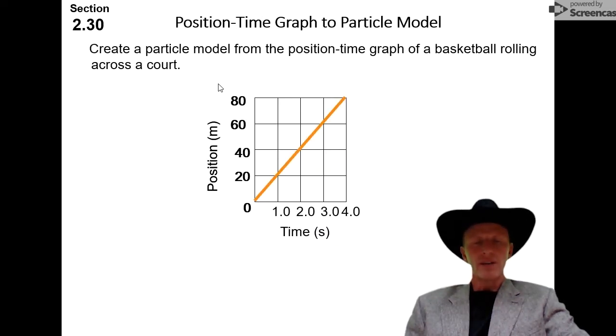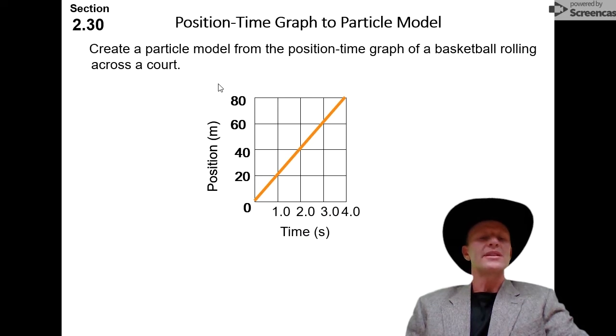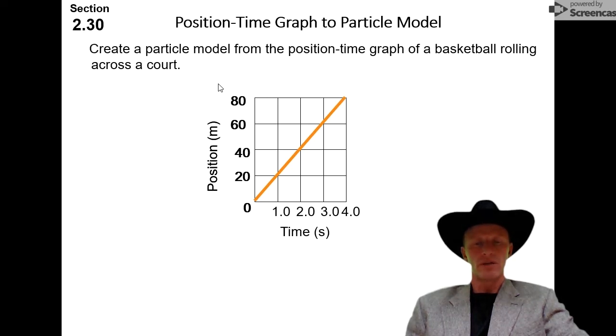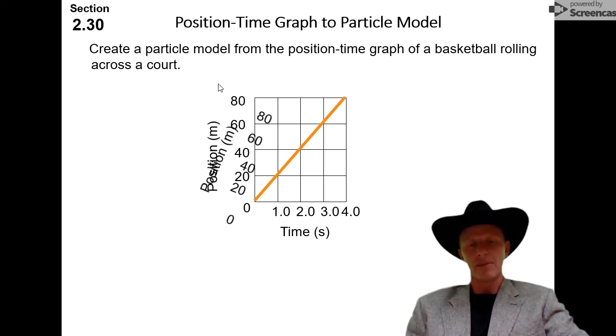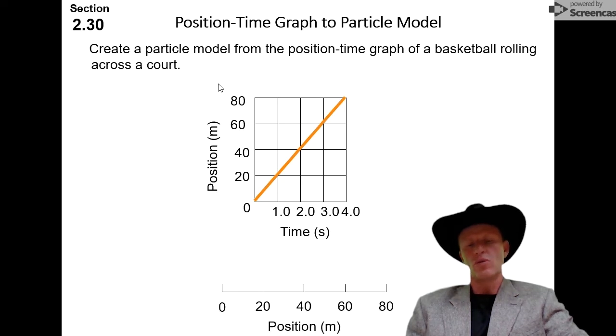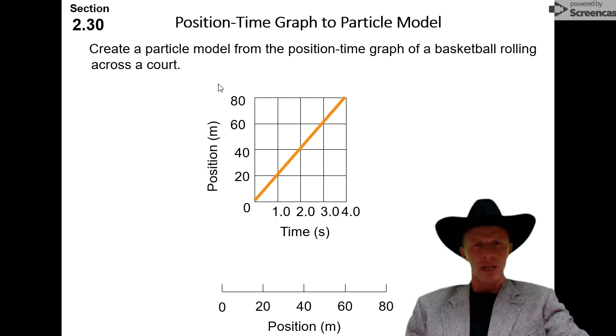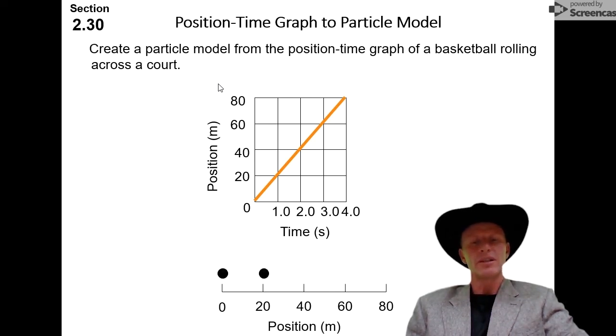We can go in the other direction as well. From a position time graph, we can go to a particle model. So we've got 20, 40, 60, 80. Let's make that vertical the horizontal. You're always going to be switching at 90 degrees whenever you go from one to the other. Now that represents our position, and now we have our time interval. So let's see, at 0, 0, and at 1 second it's 20. It looks like it goes up evenly, 20, 40, 60, 80.